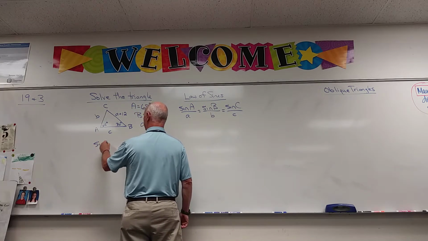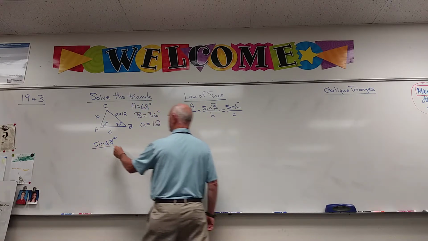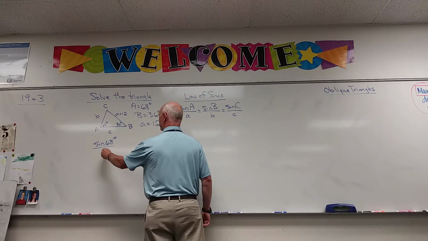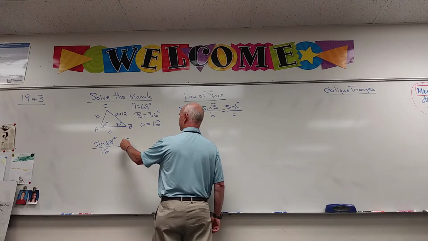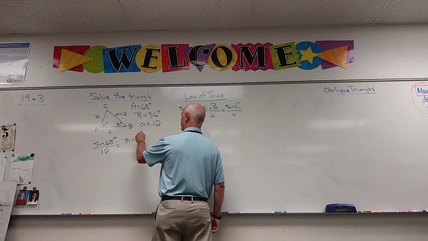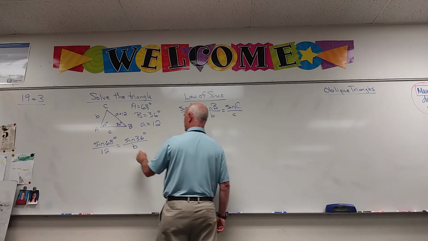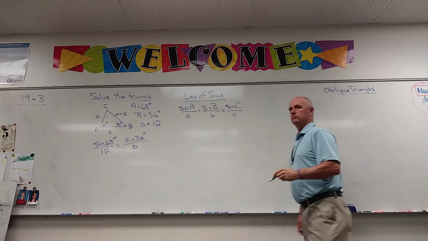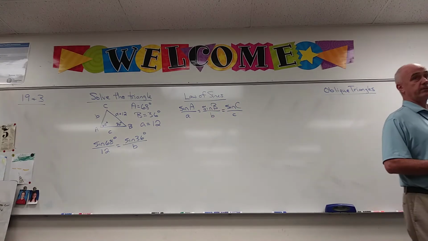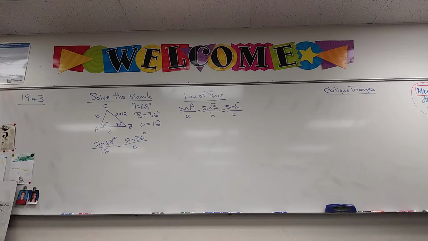Sine of 68 degrees over 12 equals sine of 36 degrees over B. Why did you pick B? Because it's angle B, so it's got to be side B. What do we do now? Cross multiply.